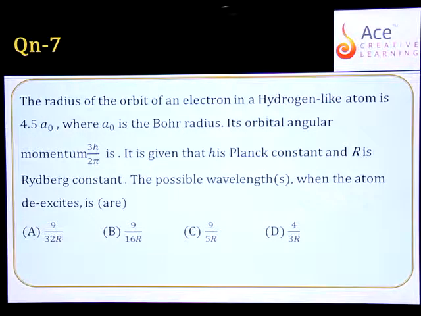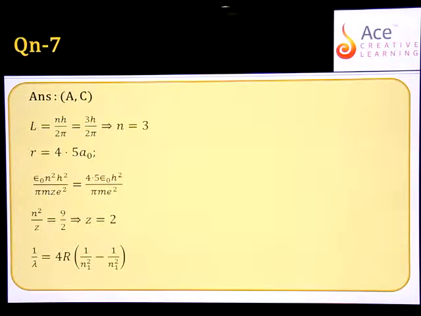Question number 7 is from modern physics, Bohr's theory. The correct options are A and C. Use the expression for angular momentum first. So n h by 2 pi is equal to 3 h by 2 pi, n is equal to 3. Now use the expression for radius and we get n square by Z is equal to 9 by 2, which implies Z is equal to 2.